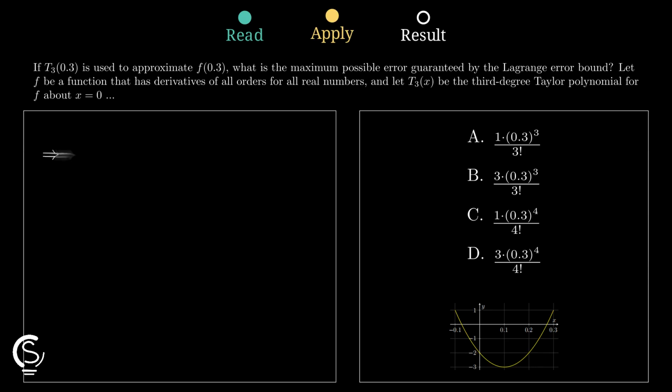Now use the graph of the fourth derivative on the interval from 0 to 0.3. The largest value shown is 3, so the maximum possible absolute value of f to the fourth of x is 3.